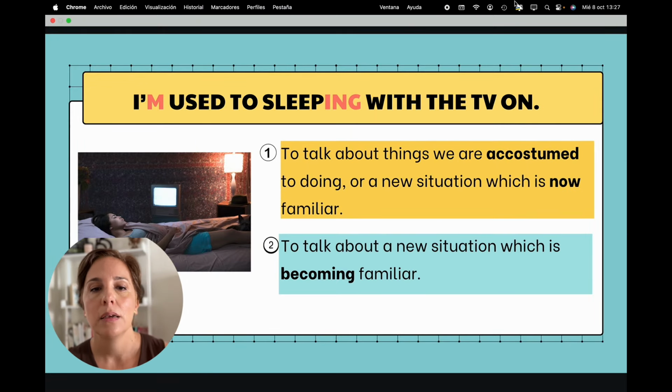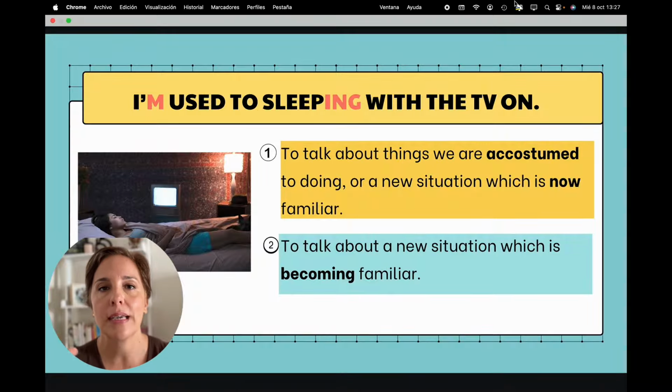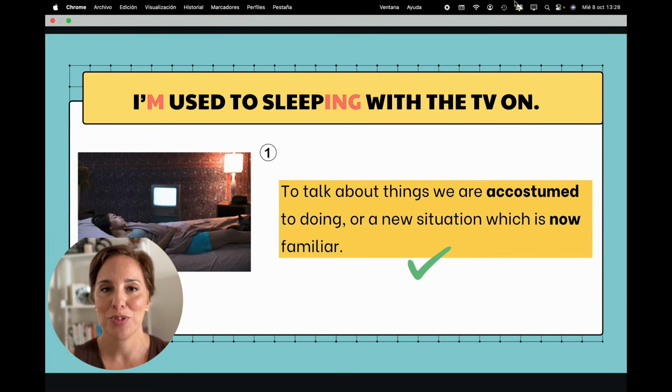Does it mean to talk about things that we are accustomed to doing or a new situation which is now familiar? Or do we use it to talk about a new situation which is becoming familiar? Okay, so the secret here is are we already familiar with the new situation or are we becoming familiar? Is it still in progress? So what do you think? Is it option 1 or option 2? The right answer is option 1.